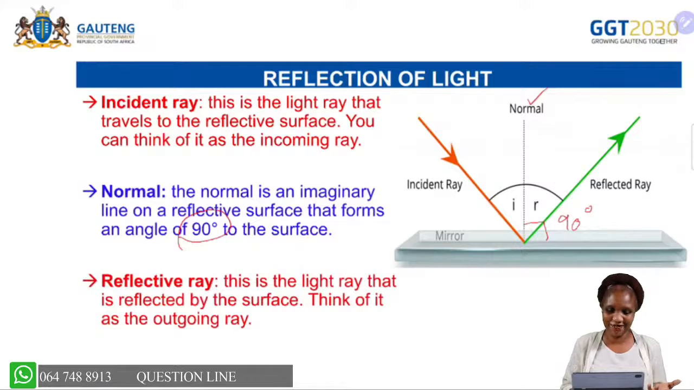And then the reflective ray, this is the light ray that is reflected by the surface, and you can think of it as the outgoing ray. Okay.